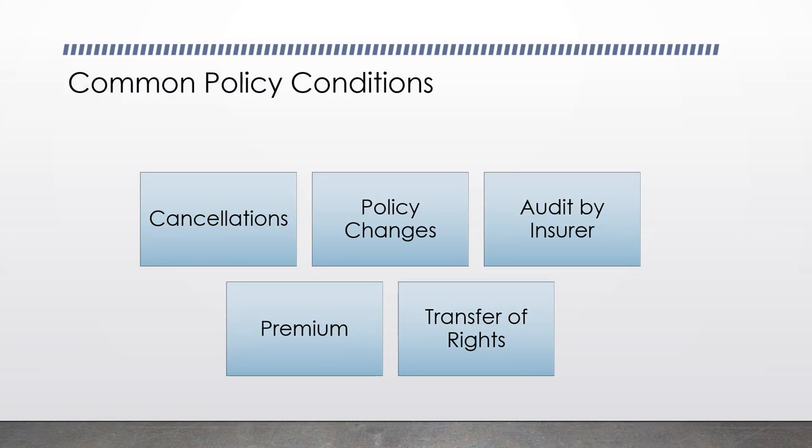Then you have the common policy conditions. Typically in a common policy conditions page, you'll see conditions about cancellations, policy changes, how the insurer audits the policy, premium information or conditions to the premium, and the transfer of rights, so one business owner to another business owner and how that works. All of that information would be in the common policy conditions.